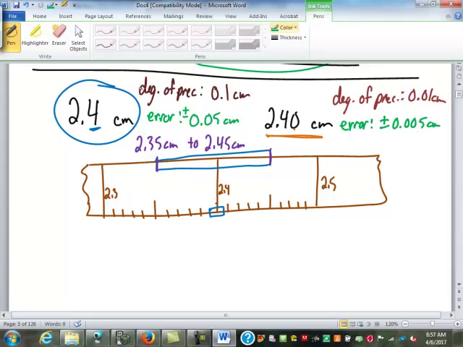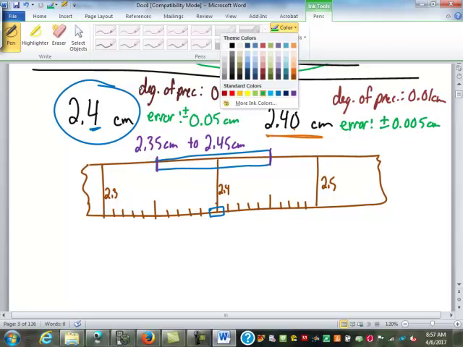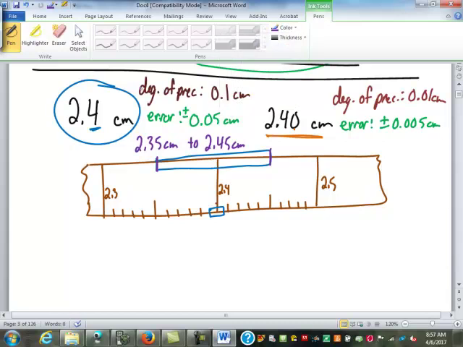0.005 centimeters. So then the range, 2.4 minus 0.005 is 2.395 to 2.40 plus 0.005, 2.405 centimeters.